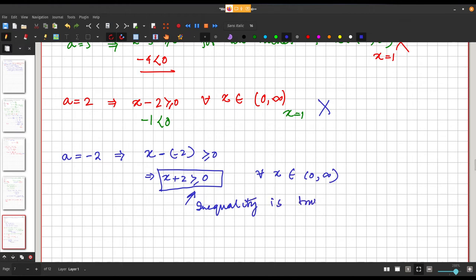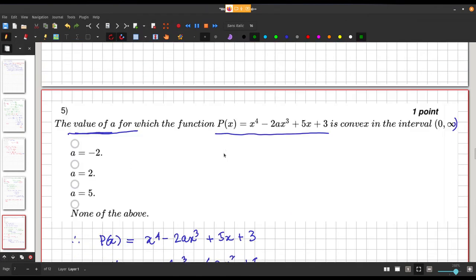So this is true for every x belonging to 0 to infinity. So this is the correct value of a for which the function px, which is given in the question, will be a convex function in the interval 0 to infinity. So we know this is the correct option.